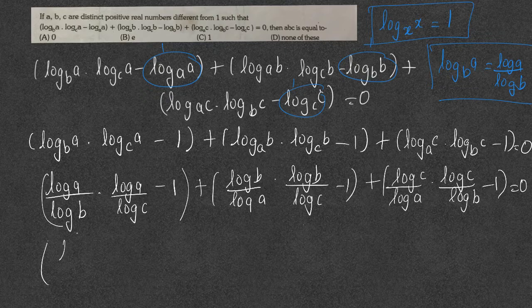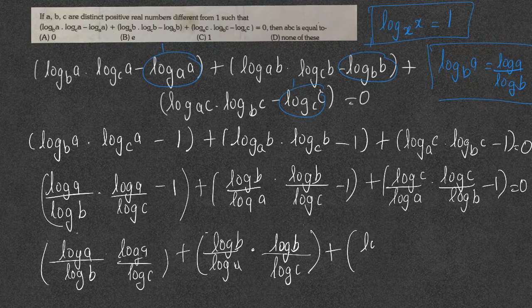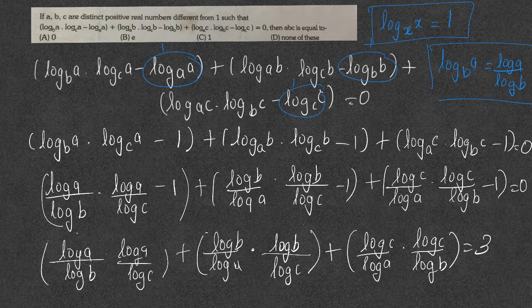Let's move all the 1s to the left-hand side, which is log a upon log b into log a upon log c, plus log b upon log a into log b upon log c, plus log c upon log a and log c upon log b is equal to 3.